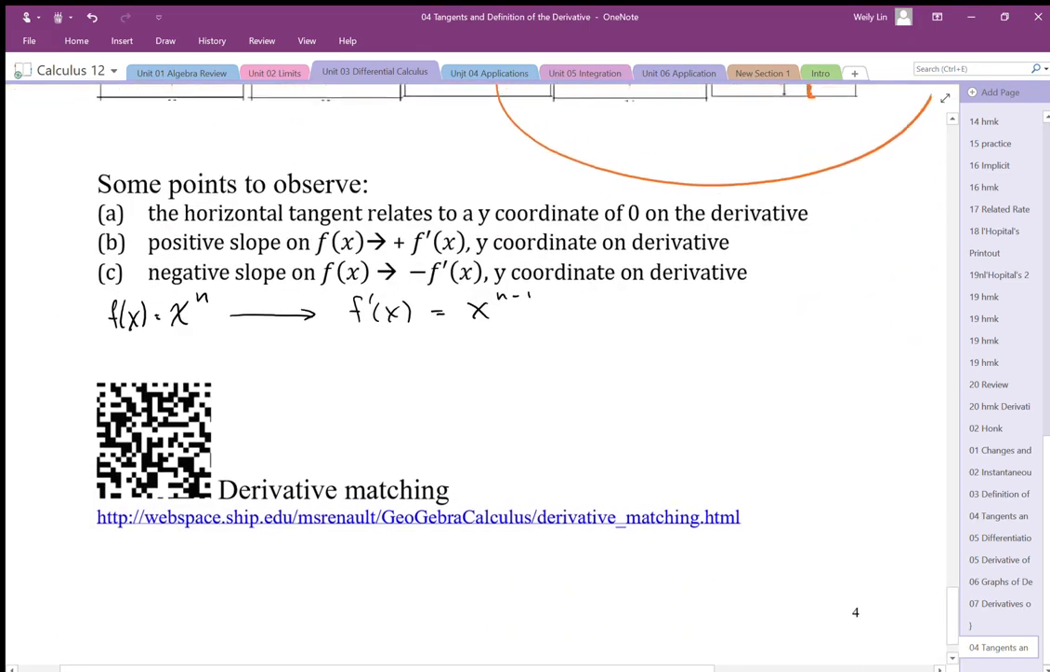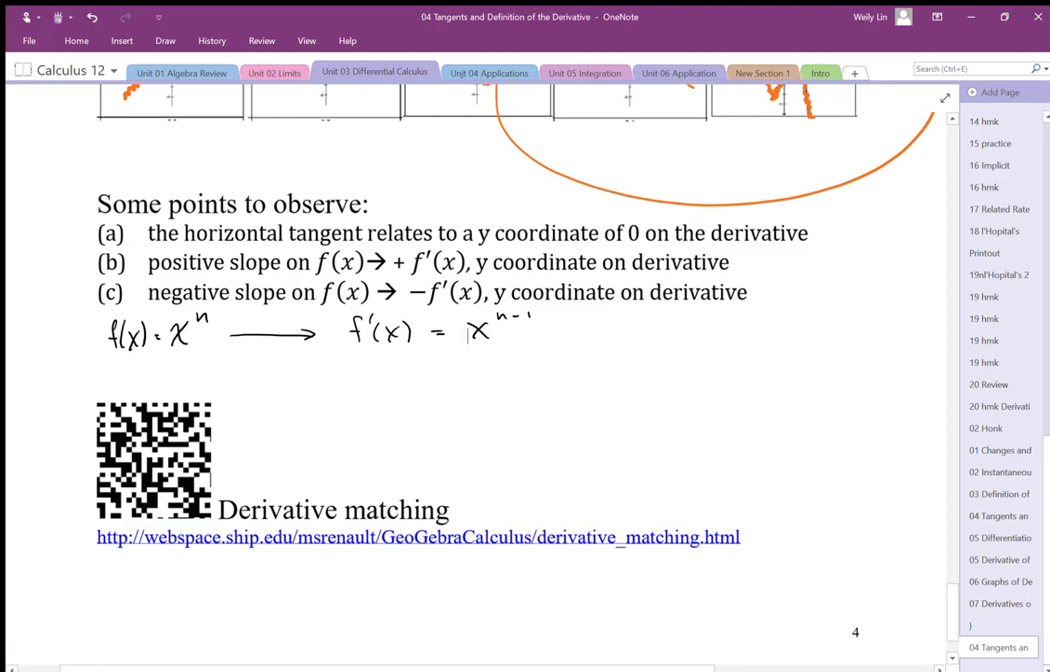So this derivative matching, just give it a try. It lets you play around with it, tells you if you're right or wrong, and lets you start getting a sense of the shapes and what you should be looking for when you're connecting a derivative and the function to each other.